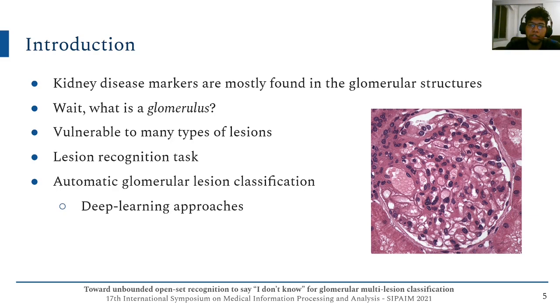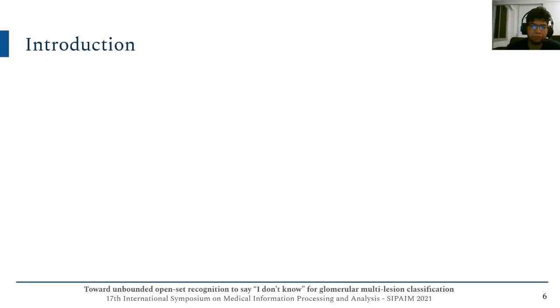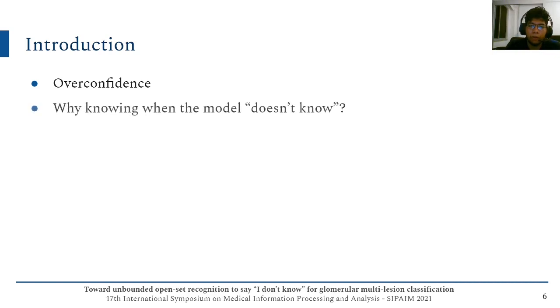Among several artificial intelligence methods, we adopted a deep learning approach. More specifically, we use convolutional neural networks, also called CNN, which have achieved state-of-the-art results in several medical imaging tasks. But one known disadvantage of convolutional neural networks is that they usually return overconfident scores. Why knowing when the model doesn't know? That overconfidence might be problematic when the image is not a glomerulus, or is a glomerulus with another lesion, or when the model is confident but the prediction is incorrect.